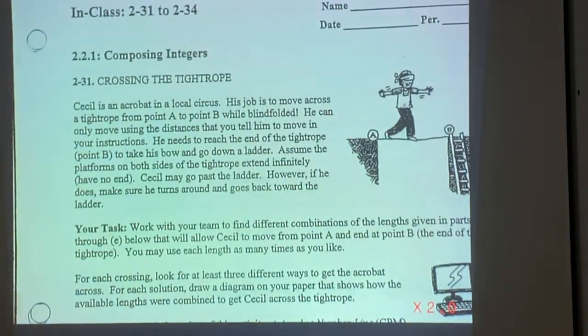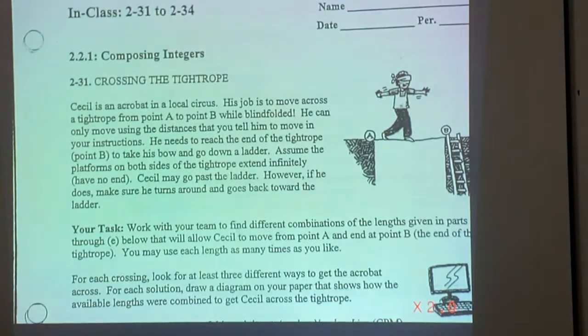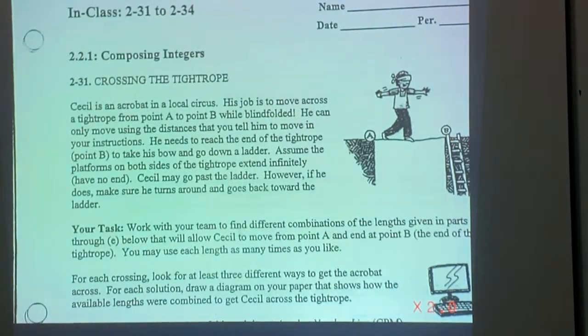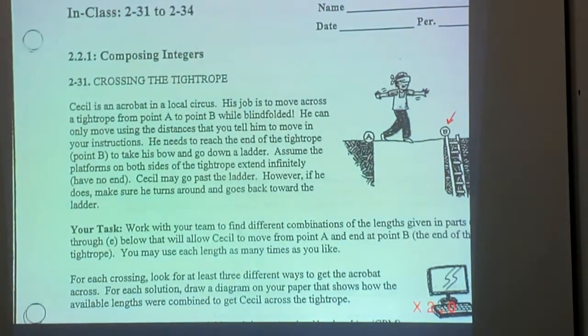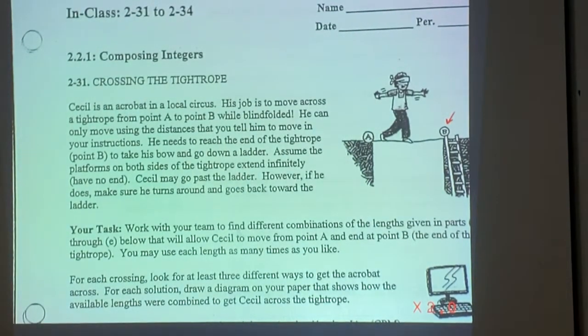Okay. Question 31, Crossing the tightrope. Cecil is an acrobat in a local circus. His job is to move across a tightrope from point A to point B while blindfolded. He can only move using the distances you tell him to move in your instructions. He needs to reach the end of the tightrope, point B, to take his bow and go down a ladder. Assume the platforms on both sides of the tightrope extend indefinitely and have no end.